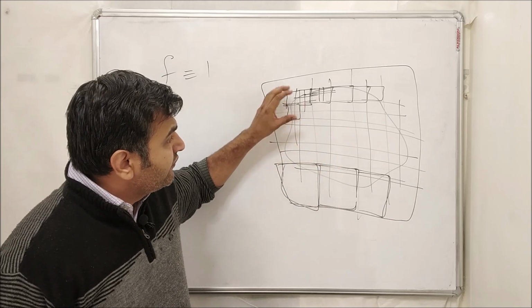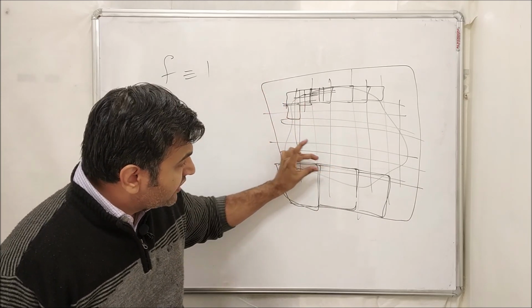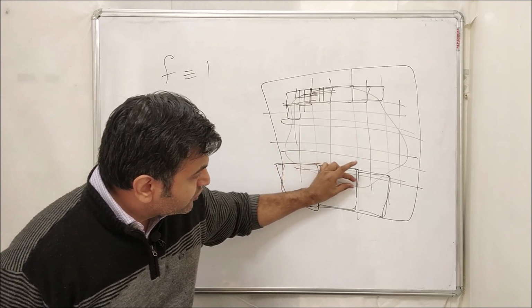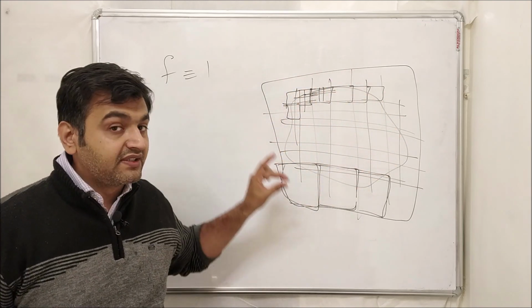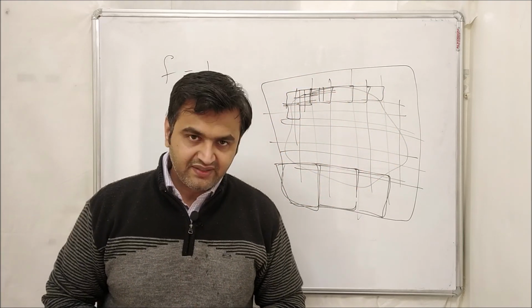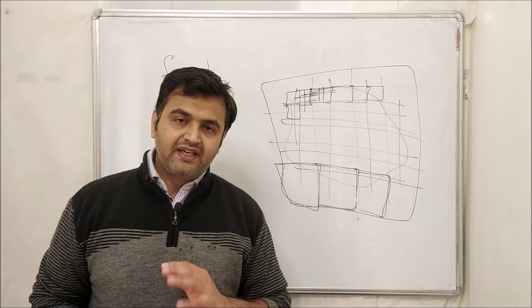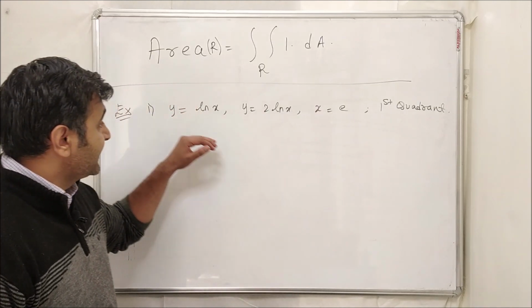When you take n going to infinity, the rectangles become smaller and smaller, and they will ultimately cover the region, and that's how you find the area. Okay, now let's take some examples. Okay, now let's take this example.